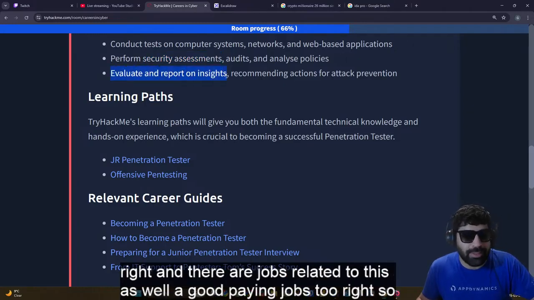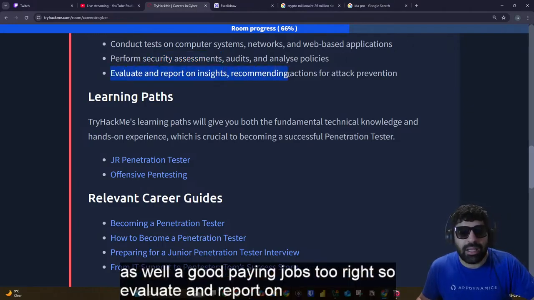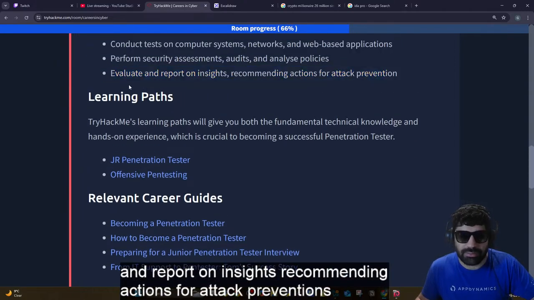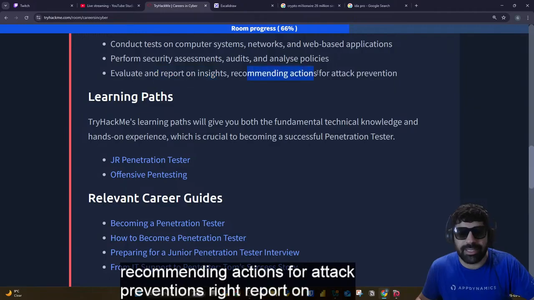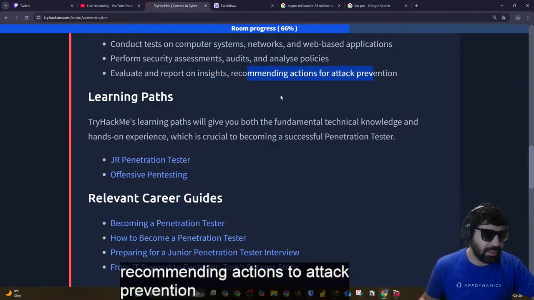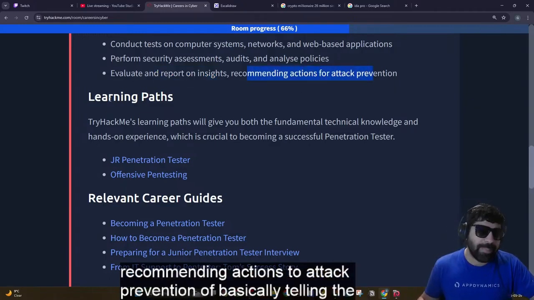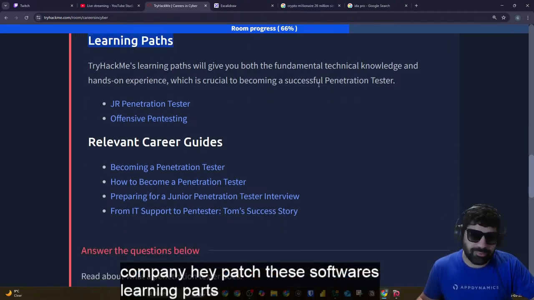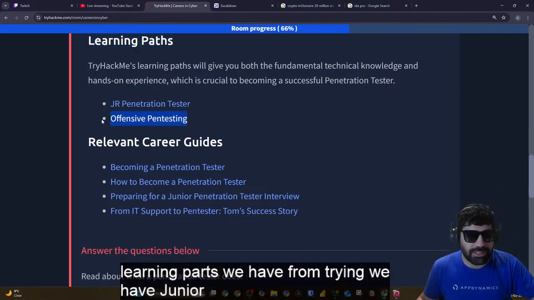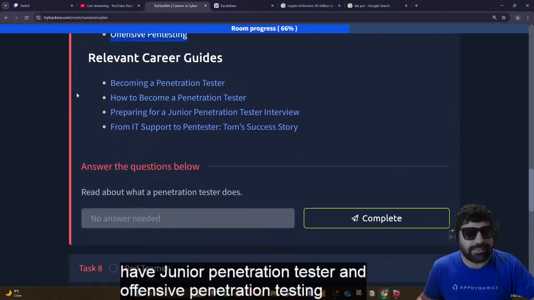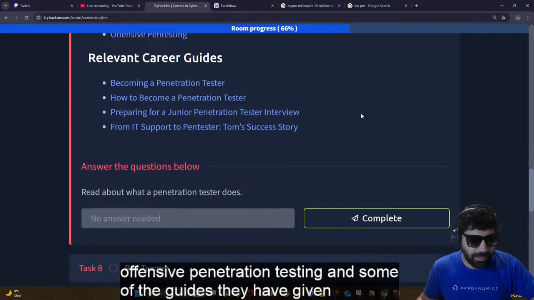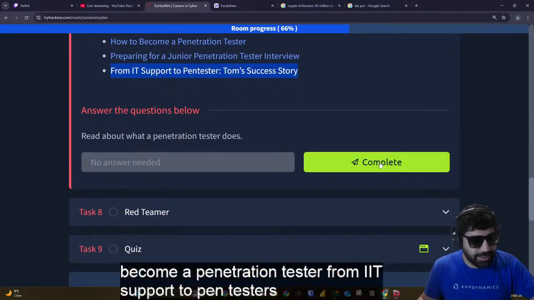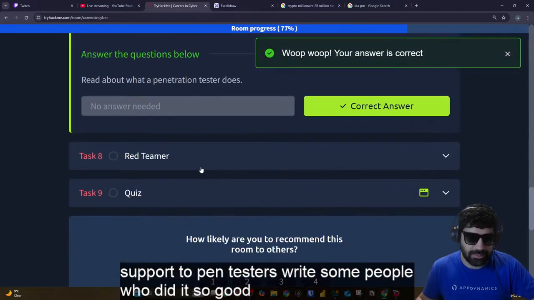So, evaluate and report on insights, recommending actions for attack prevention, so basically telling the company, hey, patch these software. Learning paths, we have from TryHackMe: junior penetration tester and offensive penetration testing, and some of the guides they have given on how to become a penetration tester, from IT support to pen testers, right? Some people who did it. So good, inspiring things, honestly.